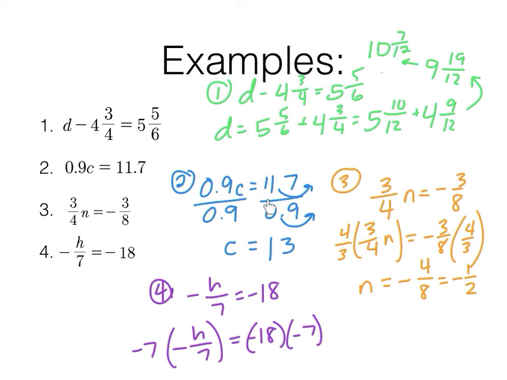9 goes into 11 one time, with 2 left over. 9 goes into 27, so like the leftover 2. Sometimes I even write it right up here. So the leftover 2 makes 27, 9 into 27 3 times, and that's my solution.